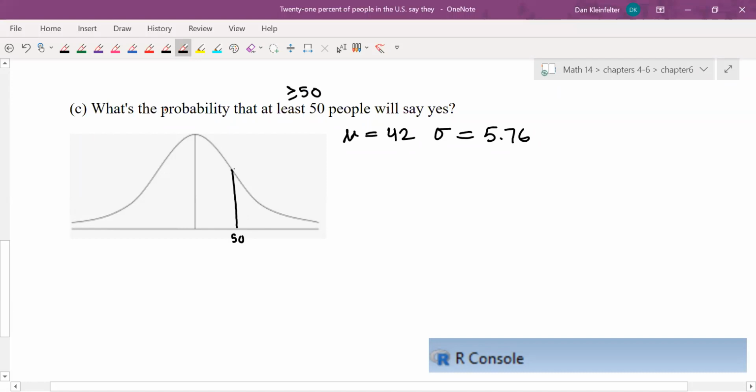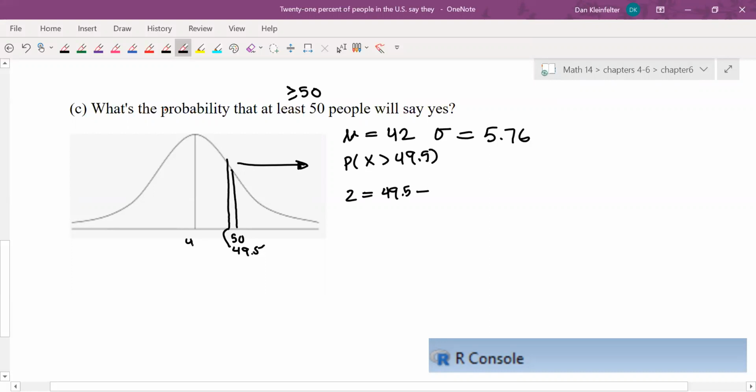So that would be anything that is higher than 49.5. Anything that is higher than 49.5 is going to get rounded up to 50. So we'll want the part to the right of 49.5. That is the probability that X is greater than 49.5. So let's get a Z for that.